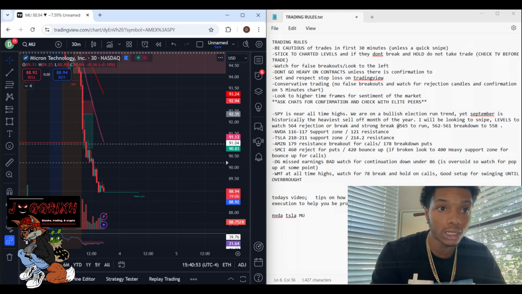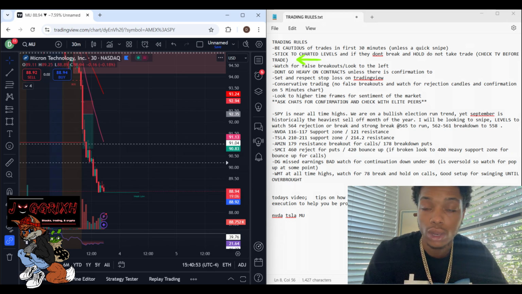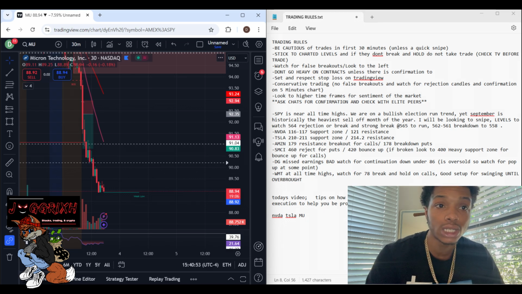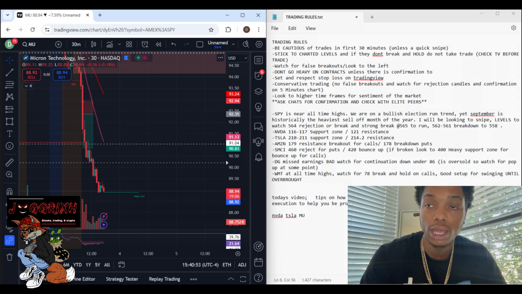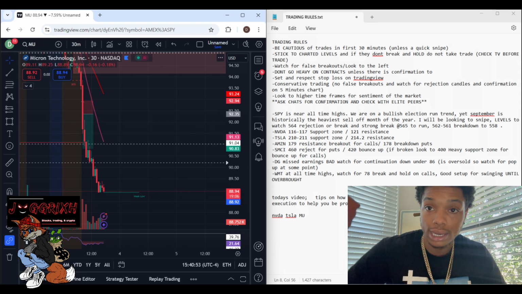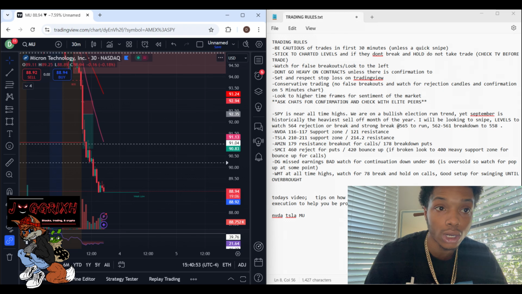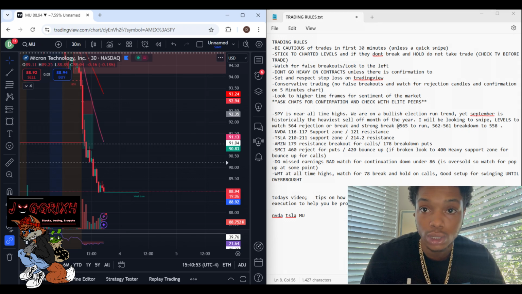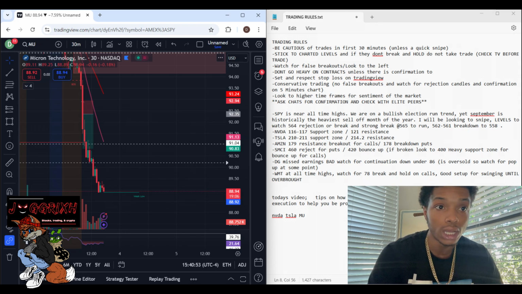Now, the next one I want to talk about is stick to charted levels. If they do not break and hold, do not take this trade. Check TradingView before you take the trade. You need to make sure that your levels are getting broken and held, not just getting broken and yanked back down, or going down past support and then right back up, because the market makers are moving this in a way that they know is going to get people. So just be aware of that, man.